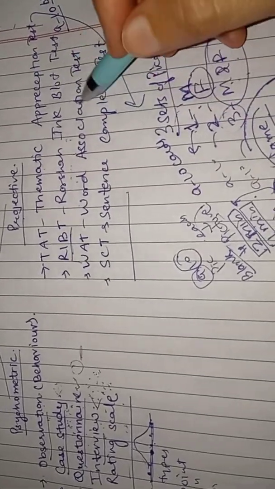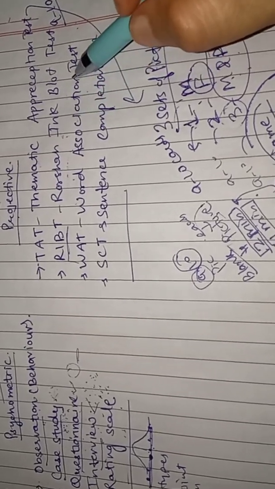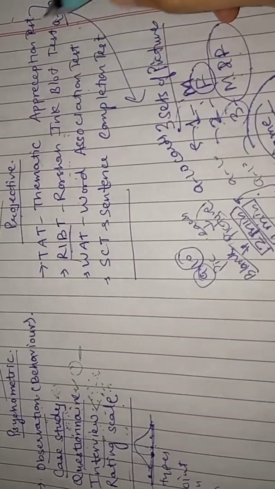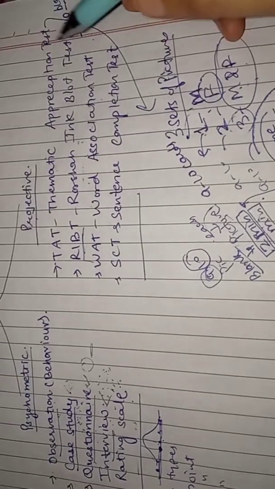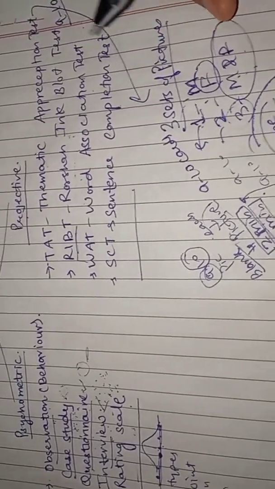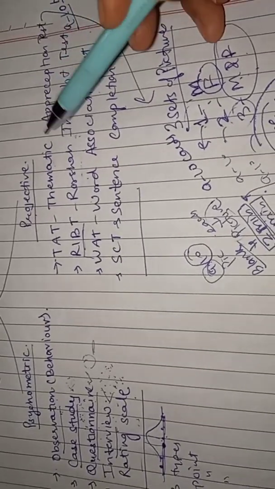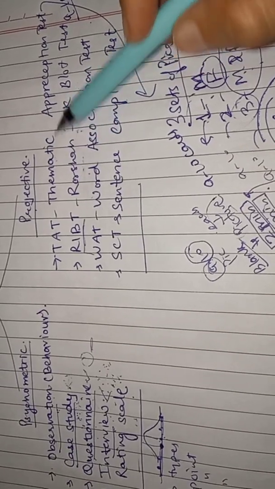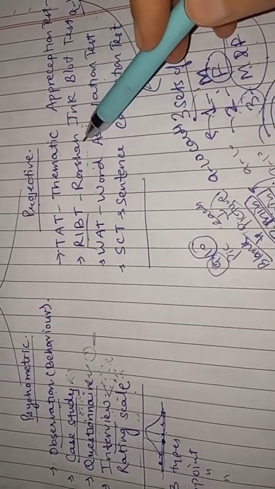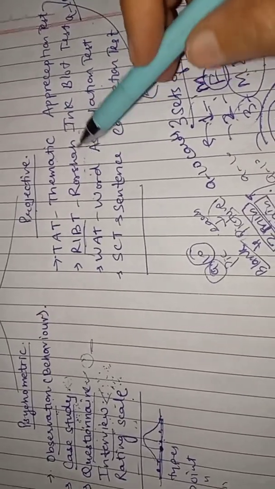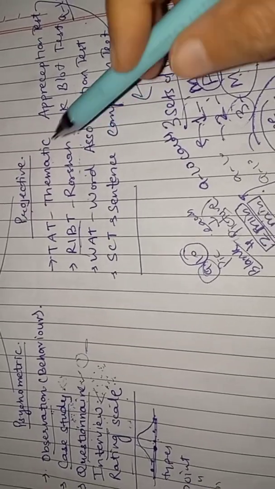So you need to answer whatever you are observing in that blot, and the psychologist is going to assess your answers, and accordingly he or she is going to give you the report. Again, the things that we can assess by TAT, the same areas we can assess by using RIBT also.